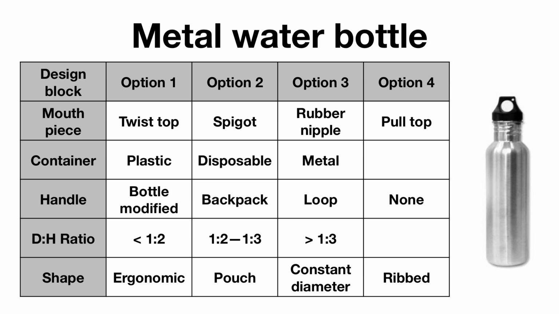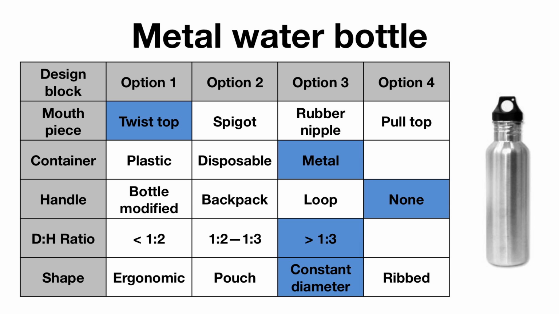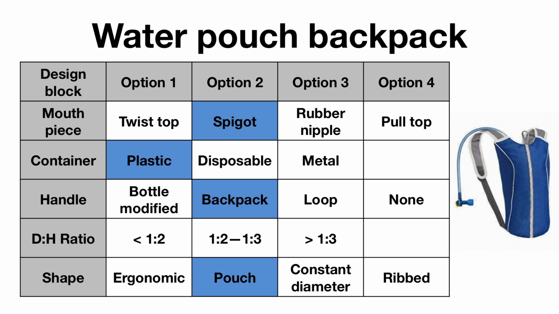In most cases, when constructing a solution using a morph chart, we selected one option for each row. However, there are a few exceptions. Sometimes we skip a line. This is the same as putting none. For the design block of handle, none was an option, and it was selected for the metal water bottle and some others.